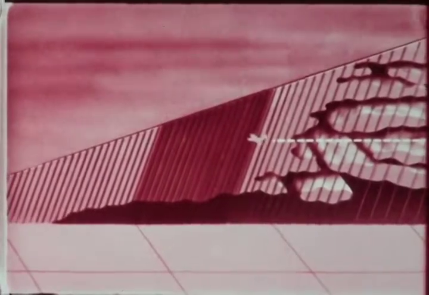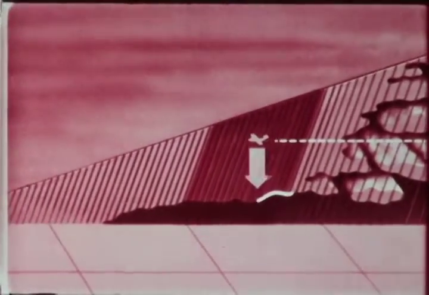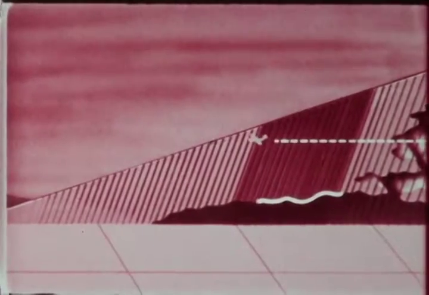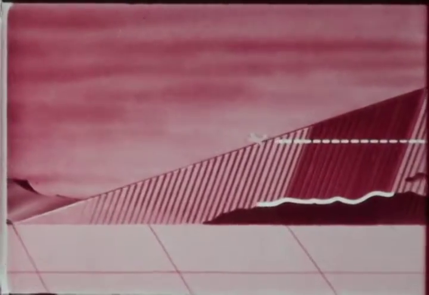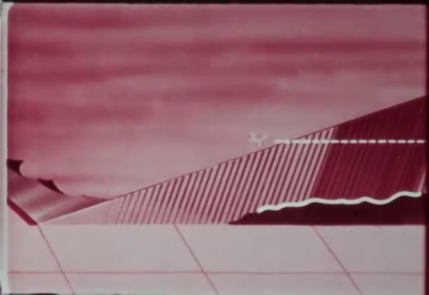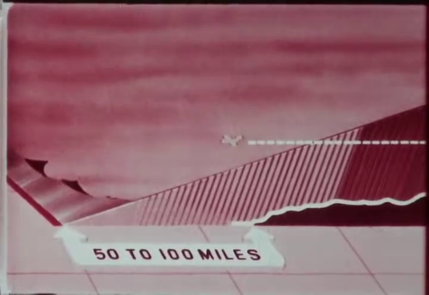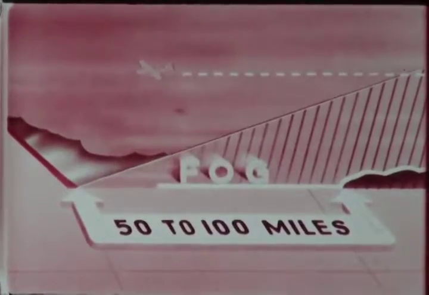As you continue your flight, surface conditions become worse. The ceiling will get progressively lower and surface visibility more limited. For a distance of 50 to 100 miles preceding the surface front, the ceiling and visibility will be near zero due to prefrontal fog.